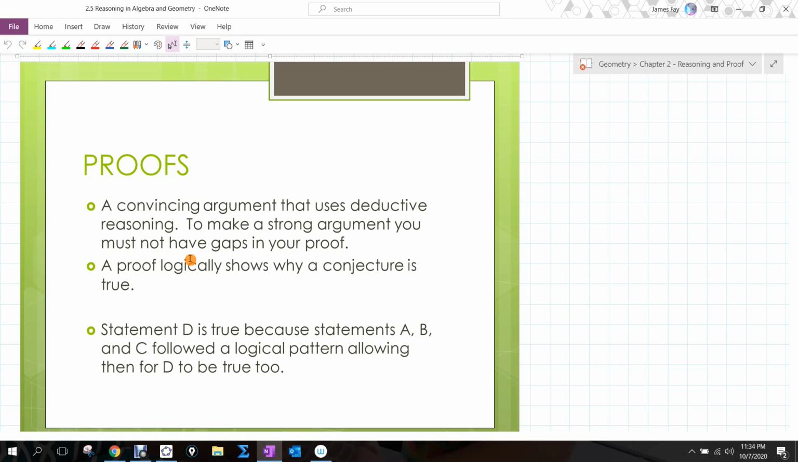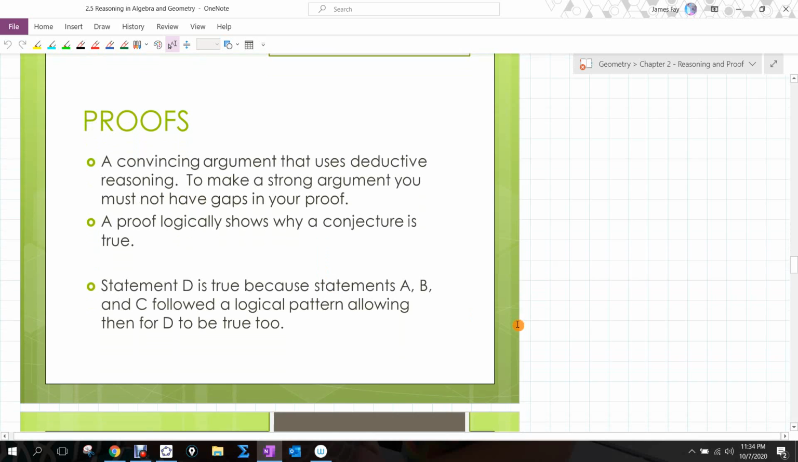The idea of a proof is to make a strong argument, and we want to make sure that we don't have any gaps in our proof. So we want to essentially answer the question why something is the way it is, and then our answer to that be indisputable. It cannot be torn apart and shown to potentially be an incorrect argument.